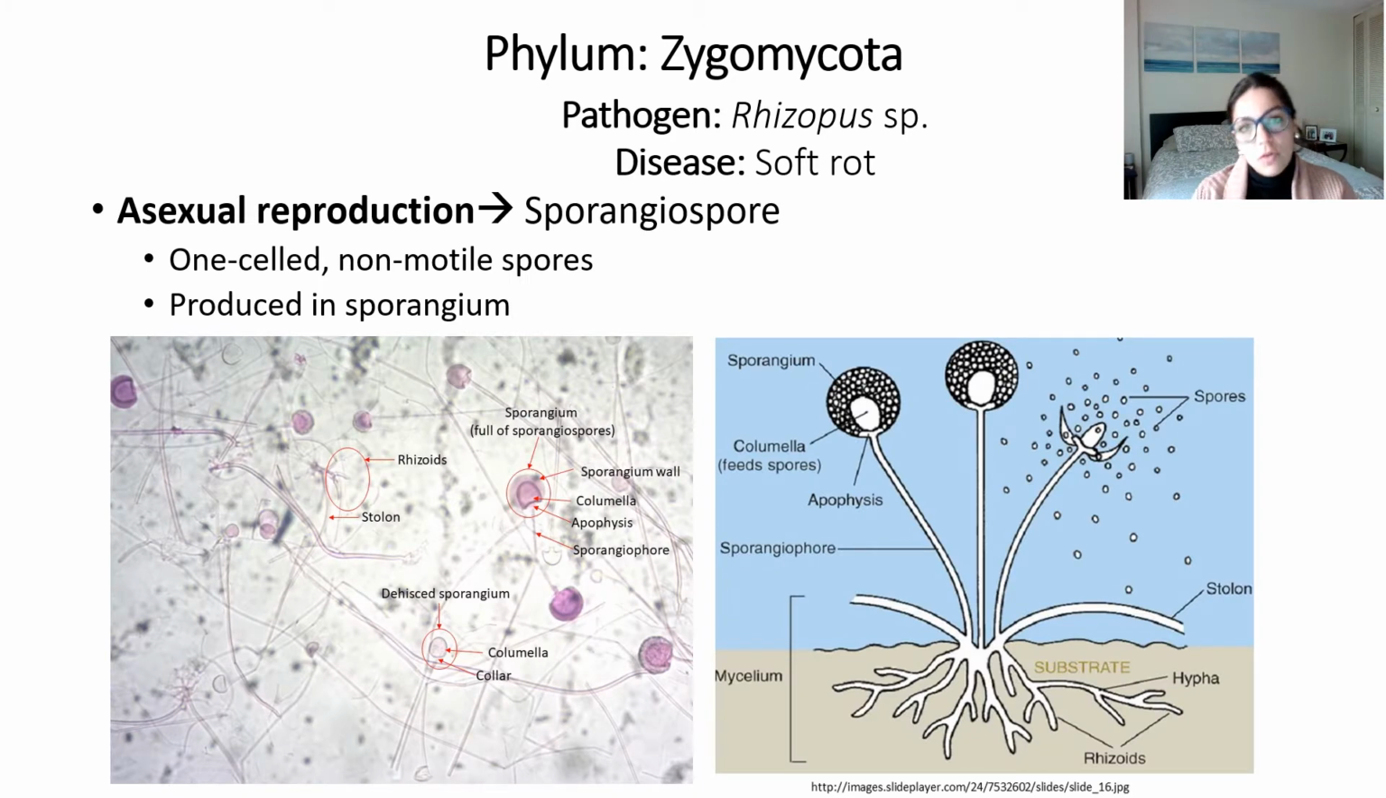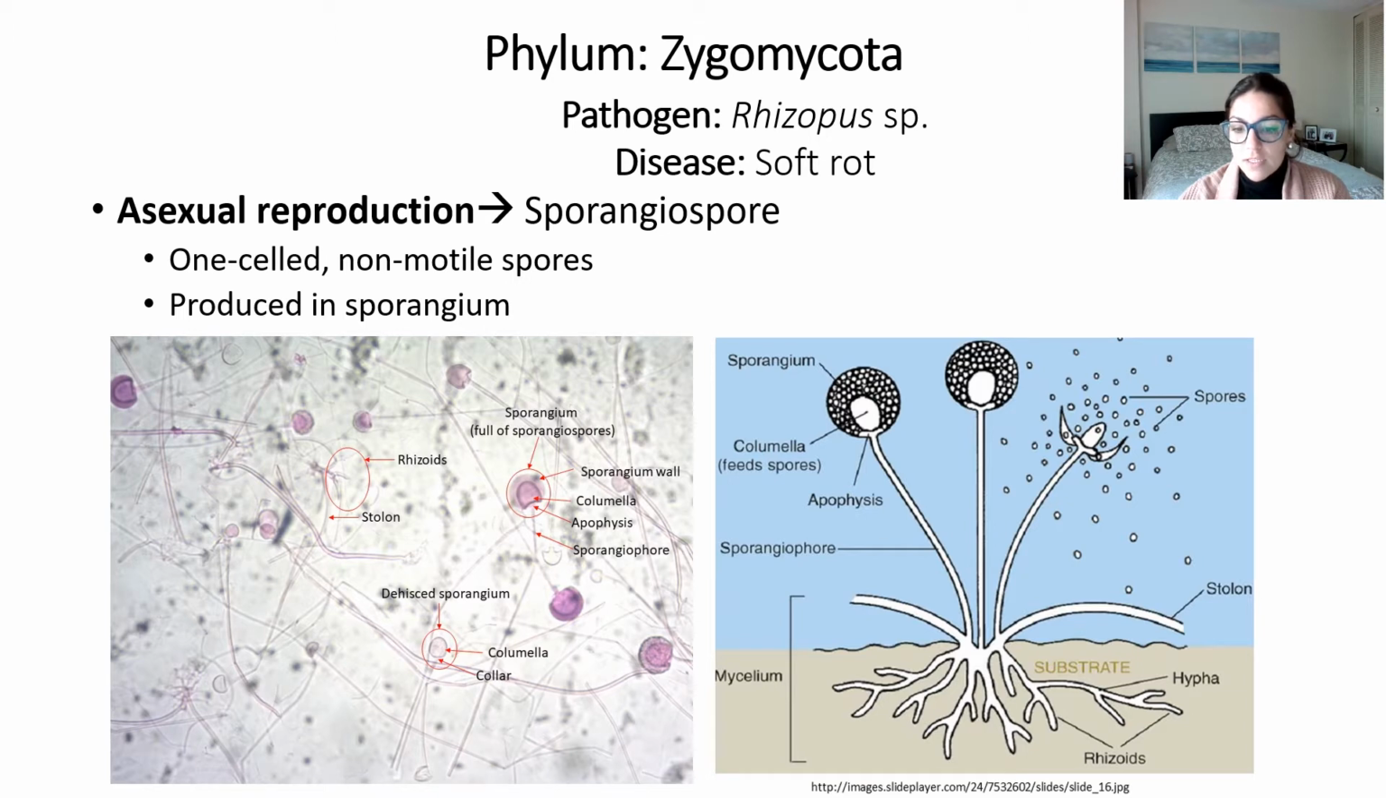Rhizopus has two different types of reproduction. The first one is the asexual reproduction, which is through sporangiospores, which are one-celled and non-motile spores, and they are produced within a sporangium. Here we have the picture. First of all, we're going through the diagram.